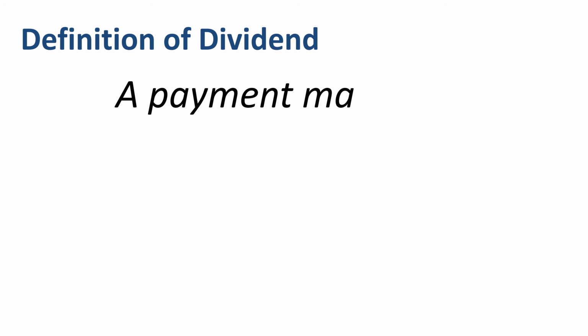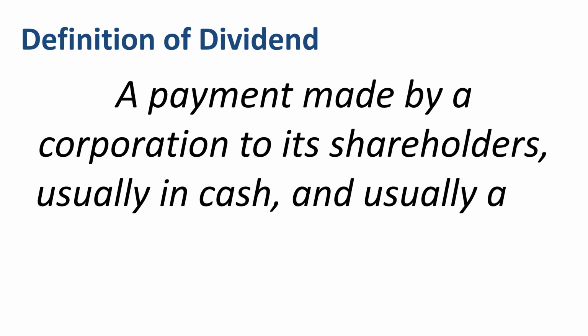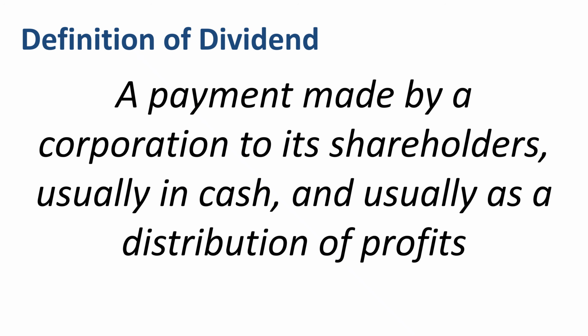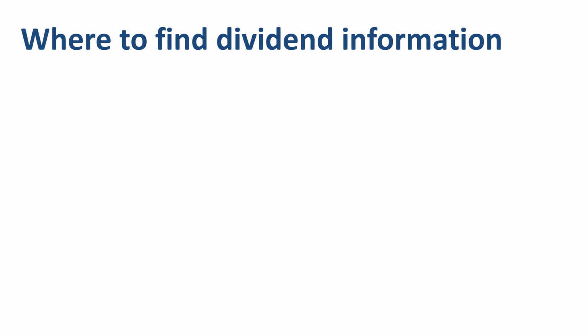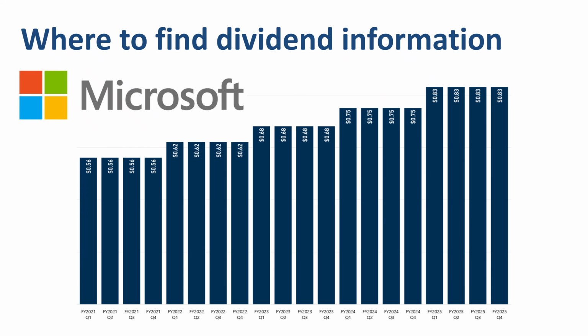Lots of investors are chasing dividends, payments made by a corporation to its shareholders, usually in cash and usually as a distribution of profits. You can find information on the amount of a dividend that is paid on the investor relations website of a company, more specifically on the dividend history page. For example, for Microsoft, in fiscal year 25, the dividend was $3.32.